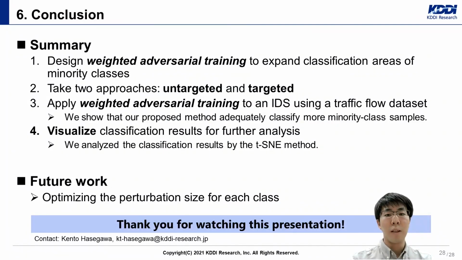I will conclude this presentation. First, we designed weighted adversarial training to expand classification areas of minority classes. Here, we take two approaches, untargeted and targeted models. Then, we apply weighted adversarial training to IDS datasets. We show that our proposed methods successfully classify more minority class samples. Finally, we visualize classification results for further analysis.